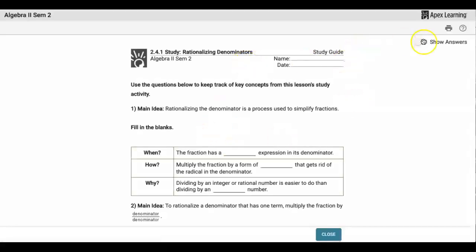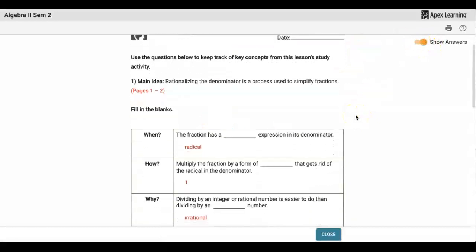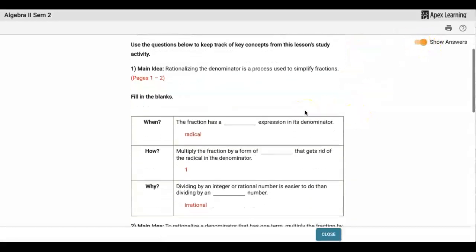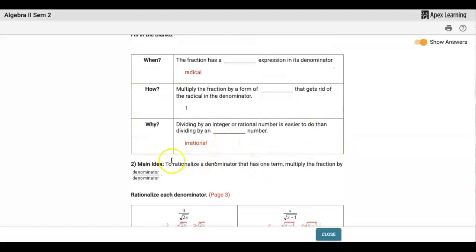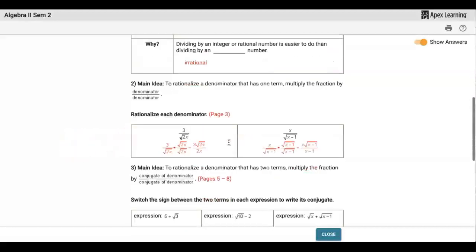Moving forward, if we look at the study here, when to rationalize the denominator is when the fraction has at least one radical in it. It can have multiple radicals, but regardless, if there's a radical in the denominator, we're going to have to rationalize it. And how do we do that? We multiply the fraction by a form of 1, so multiplying by b over b, because b divided by b gives us 1. I do this by dividing by an irrational number. The reason I do this is because it's easier to divide by an integer than by an irrational number, and we showed that long division process earlier in the unit.